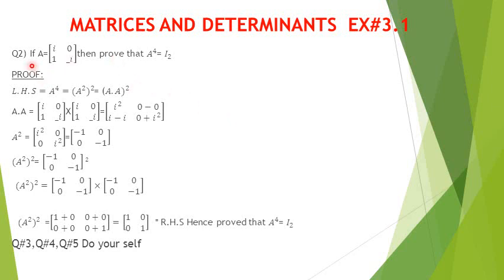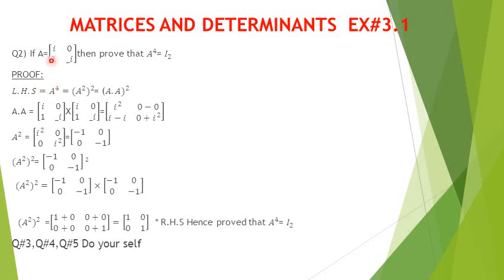Okay, now question number 2. If A matrix is iota 0, 0 minus iota, then prove that A raised to the power 4 is equal to I2. What is I2? I2 means the identity matrix of order 2 by 2, meaning 1 0 0 1. This is called I2. If I multiply A four times, it will give 1 0 0 1. How can I do it?